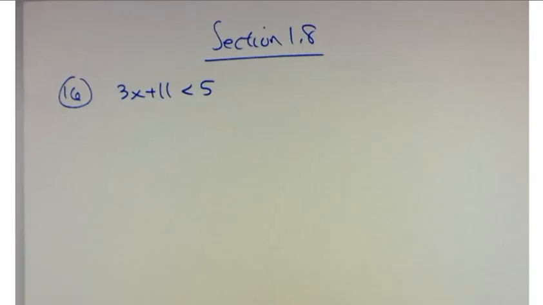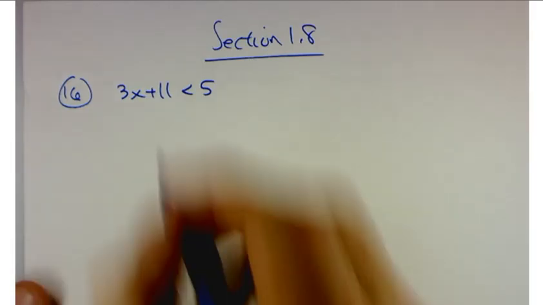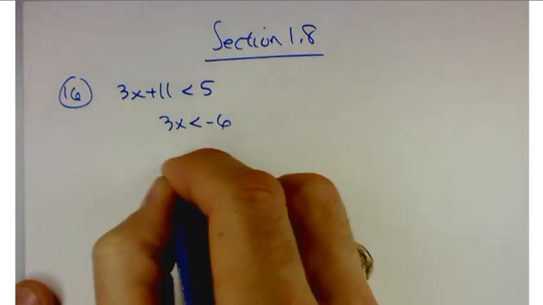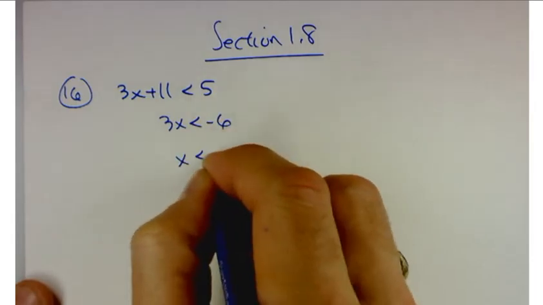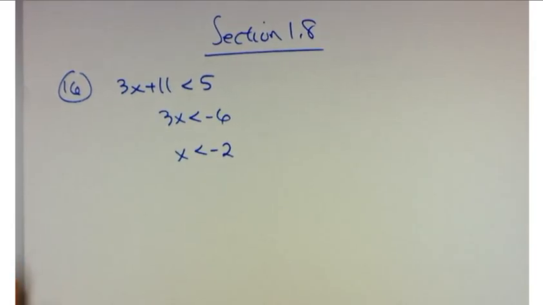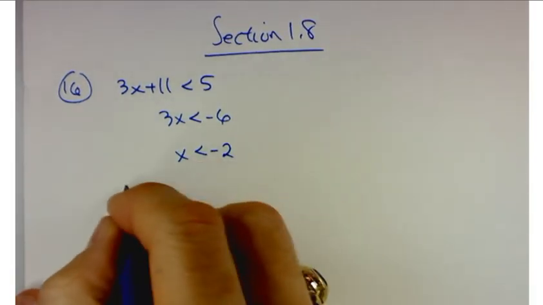Now, solving this is only part of what I want you to get out of problem number 16. So solving it, we would subtract 11. 3x is less than negative 6. Divide by 3, x is less than negative 2. There's two other things I want you to get. This is the inequality.